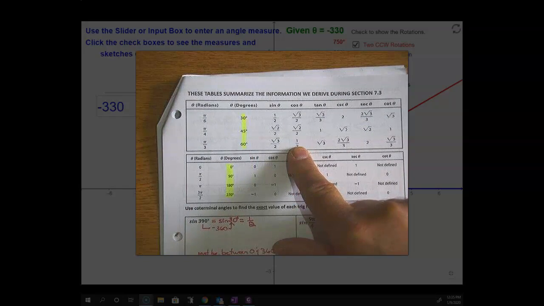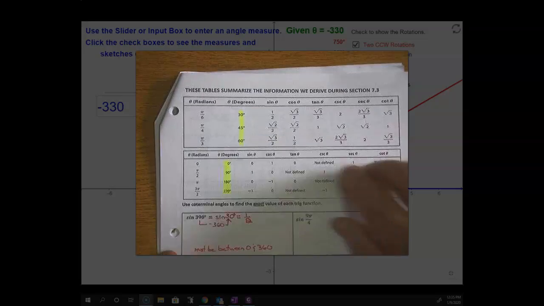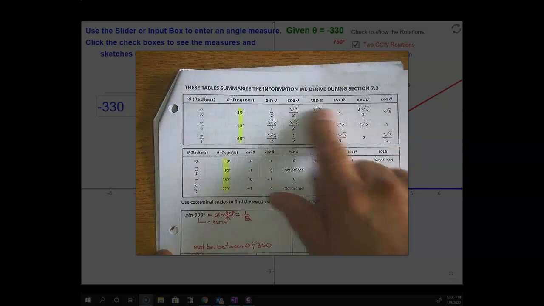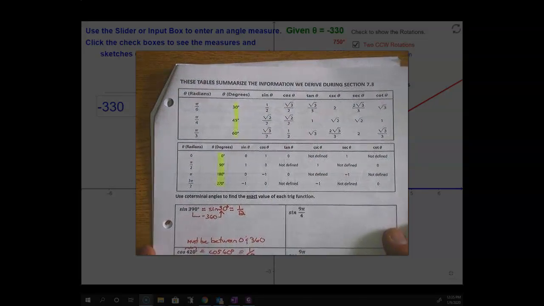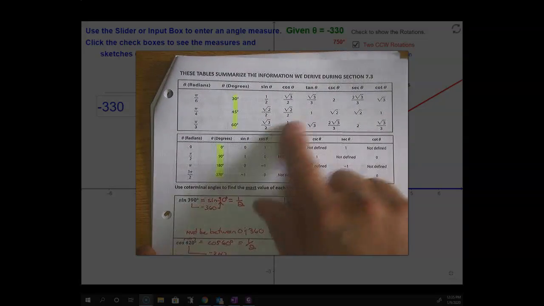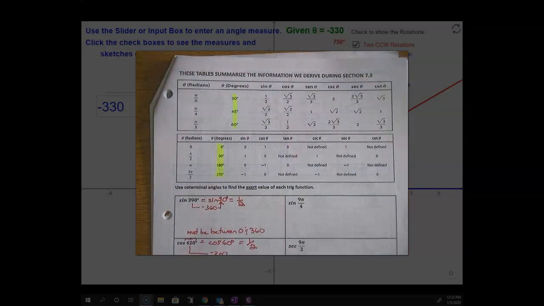So when the instructions say exact value, you're not typing in decimals. You're typing in these values that we figured out when we did special right triangles. Okay.